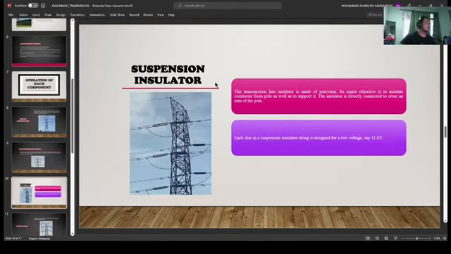Next, we have suspension insulator. The transmission line insulator is made of porcelain. Its major objective is to insulate the conductor from the pole as well as to support it. The insulator is directly connected to the cross arm of the pole. Each disc in a suspension insulator string is designed for a low voltage, like 11 kV.